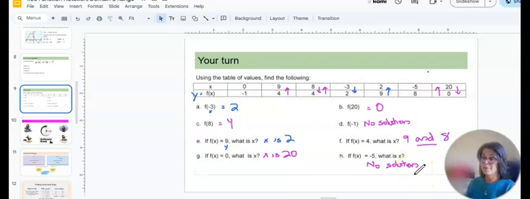The other kind of tricky one was letter F, because there's two answers. Remember, f of x equals 4 is saying, where is f of x equal to 4? And it's equal to 4 in two places, when x is 9 and when x is 8.